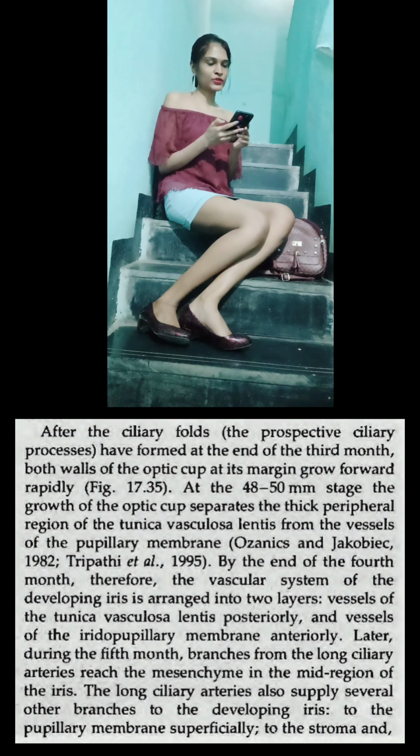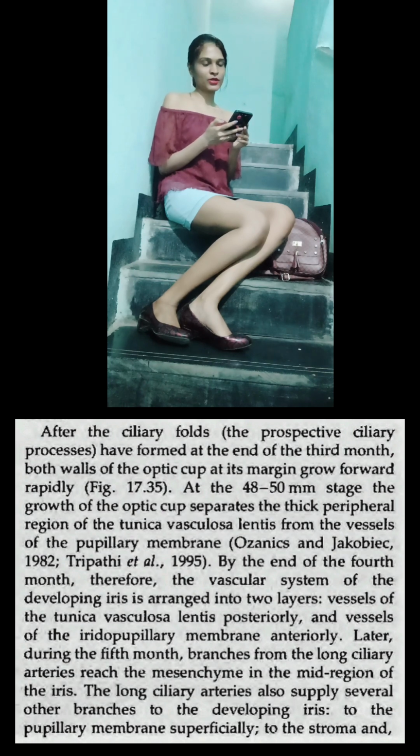After the ciliary folds, the prospective ciliary processes have formed at the end of the 3rd month. Both walls of the optic cup at its margin grow forward rapidly. At the 48 to 50 mm stage, the growth of the optic cup separates the thick peripheral region of the tunica vasculosa lentis from the vessels of the pupillary membrane.